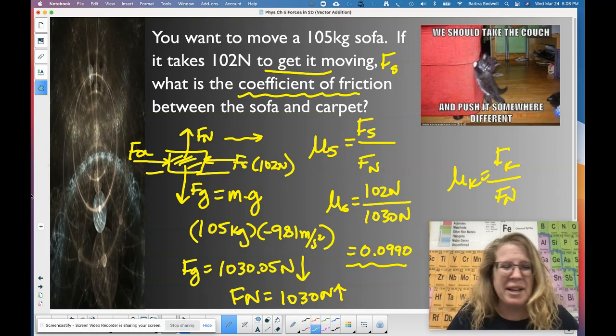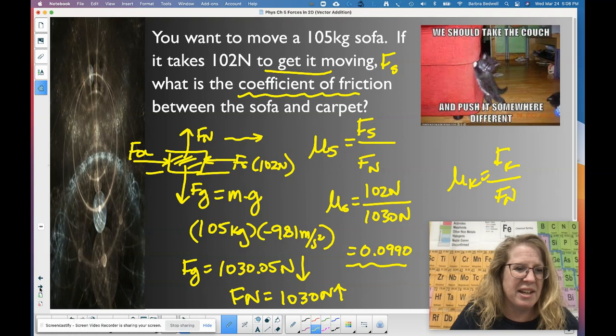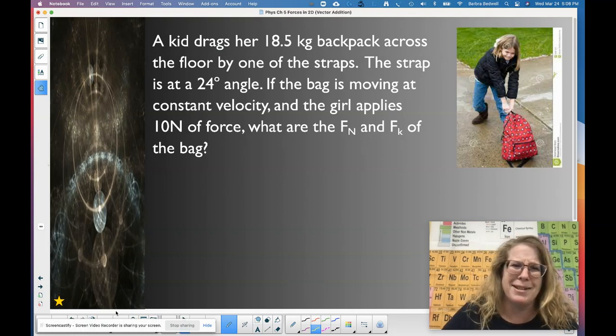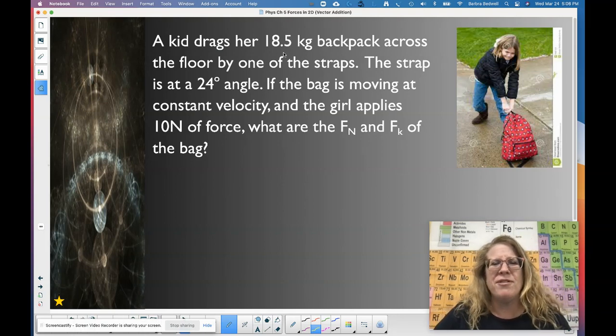All right, let's do one more case here, a little bit more challenging kind of situation. Here we have our young girl who's dragging her backpack across the floor. Feels like you going to school, doesn't it? So she's dragging her 18.5 kilogram backpack across the floor, and she's pulling it by one of the straps now.